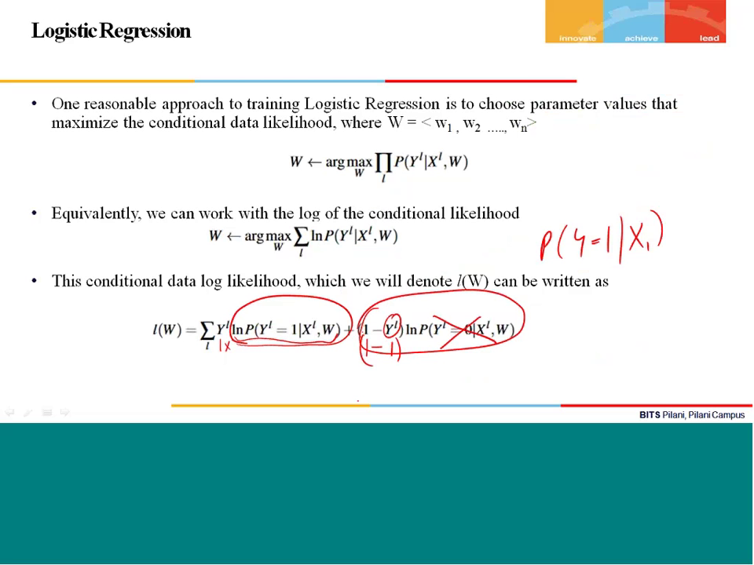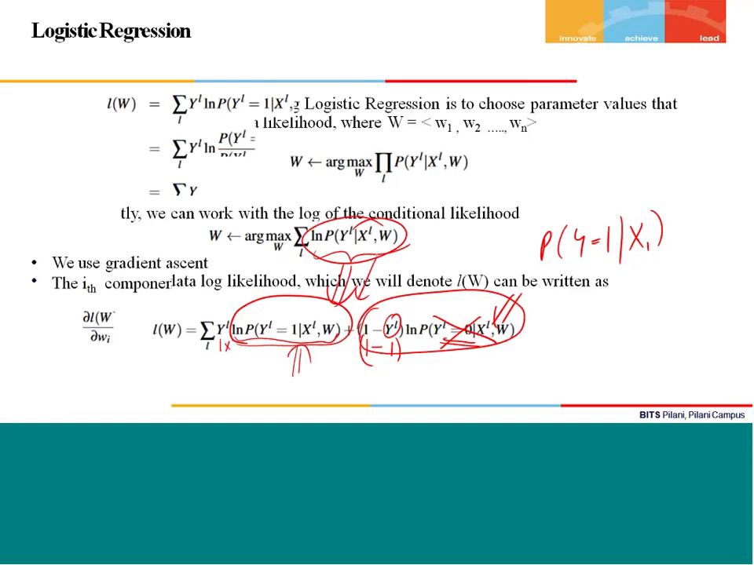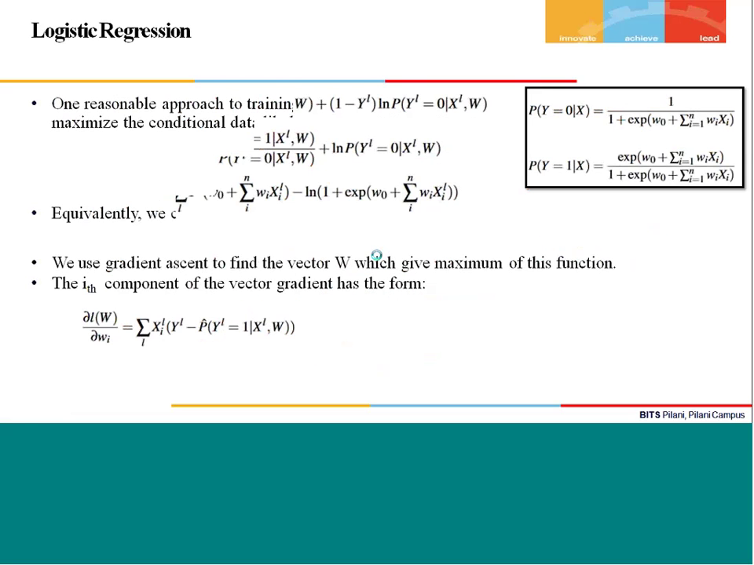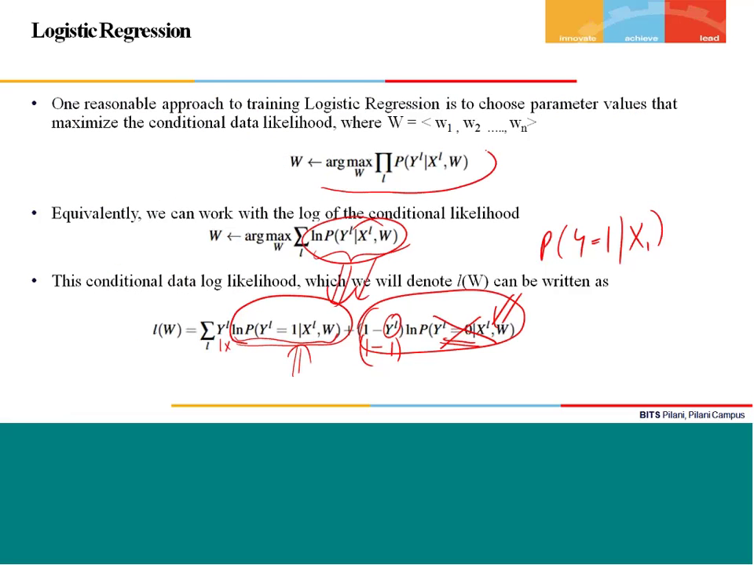So every time I have the value of y equals 0, I pick this term regarding the probability of y equals 0. Every time I have y equals 1, I pick this term. So this is nothing but another way to write the same thing. I am writing it in a smart way. So from here we are maximizing this likelihood function, right? This is a likelihood function. So I'm just taking a log of it, and I'm maximizing it now.